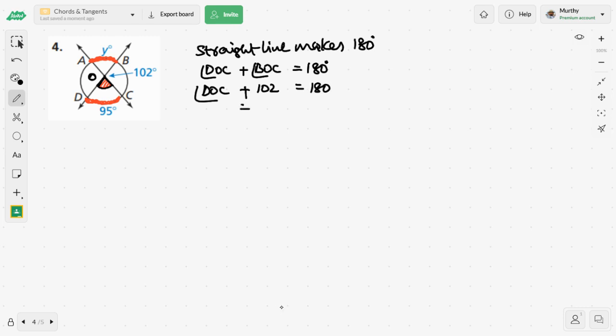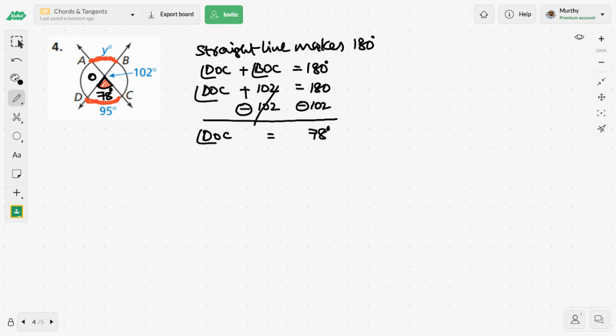You know that we go for inverse operations in order to figure out the value of DOC. We get that angle DOC equals 180 take away 102, you get 78 degrees. Therefore, I got this angle as 78.